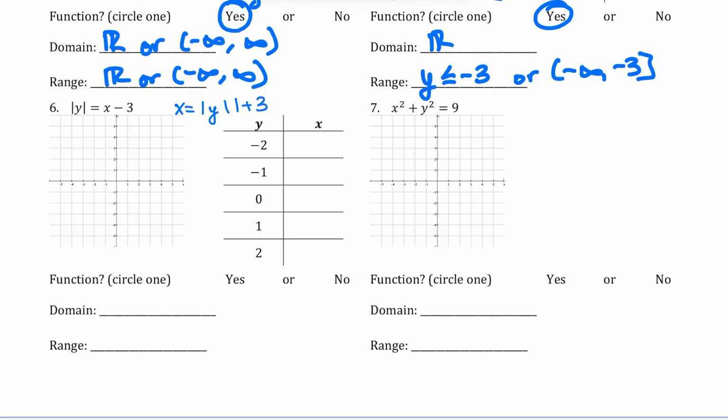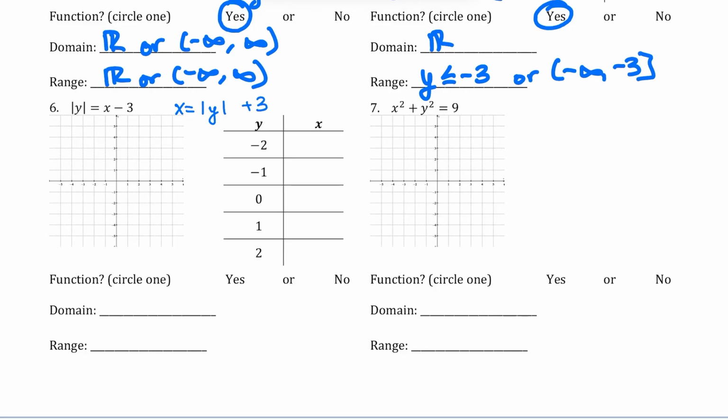And notice the table of values that we have. I have a table of y versus x's. So in this situation, since we have the absolute value of y, we actually need to plug in values of y to get an x out. So that changes our input and output, which brings up something that we're going to talk about in a little bit.